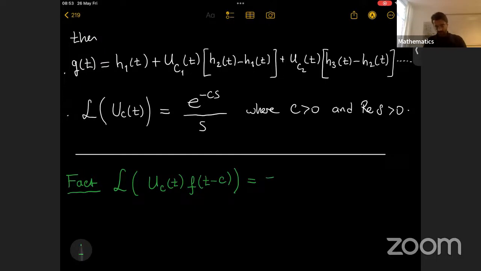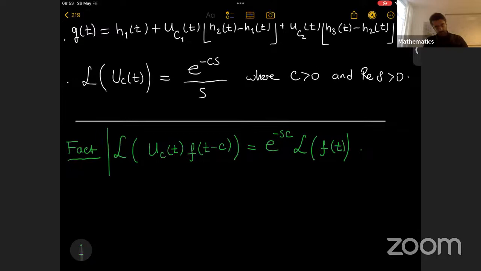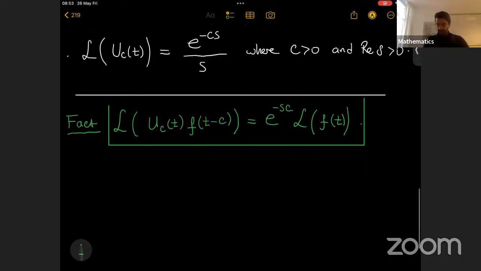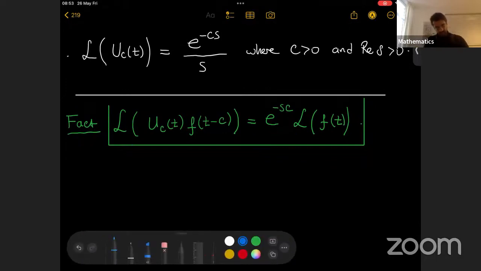It's equal to e to the minus sc times L of f of t. Again, here real part of s is positive, c is positive, and so on, but we don't write every time. Okay, we have this. This is also useful when we do some computations. You will see later. Let's put this in a box. Well, the proof is not very difficult. Maybe let's prove it. Why this is true.